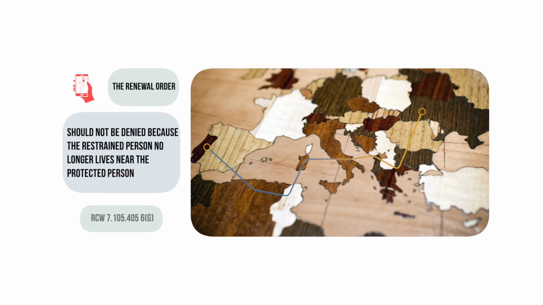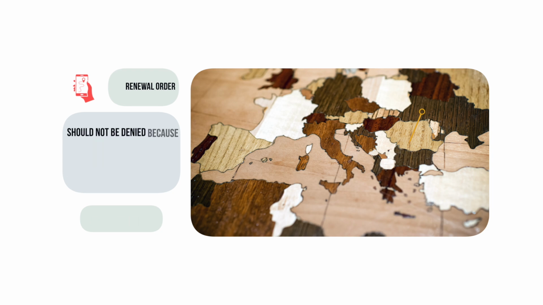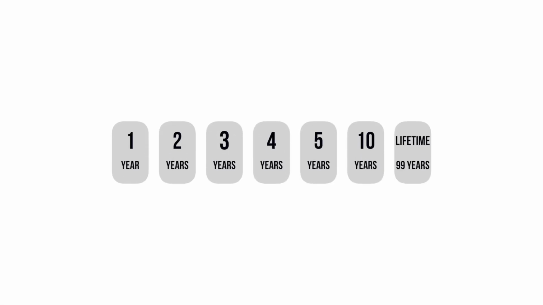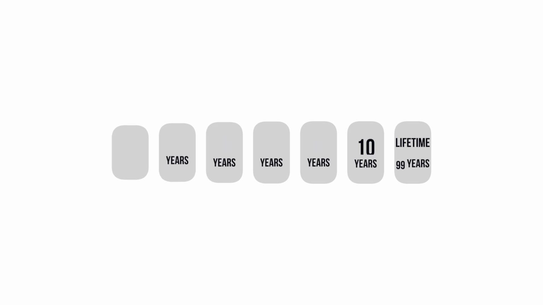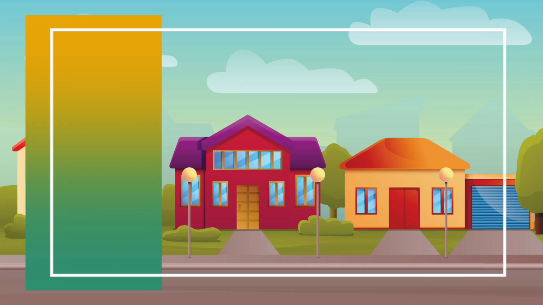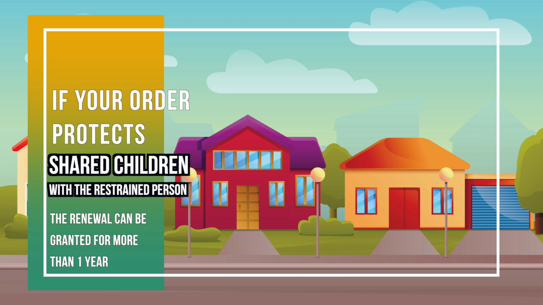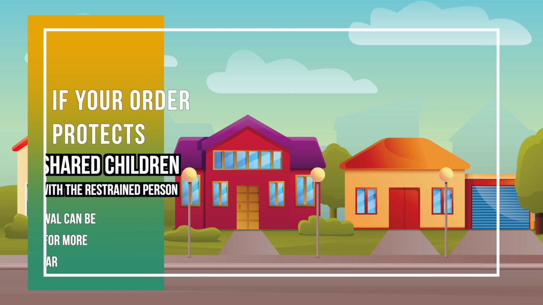You can request a renewal for as long as you'd like, whether that be 1 year, 5 years, 10, or a lifetime, and the court will grant what they determine to be appropriate. If your protection order lists shared children as protected parties, the order can be renewed for more than 1 year, although shared children may be a reason the court grants a shorter renewal.